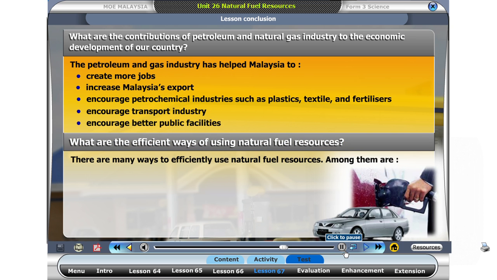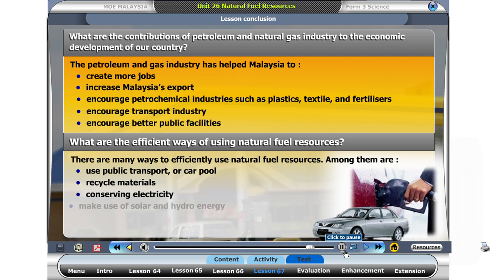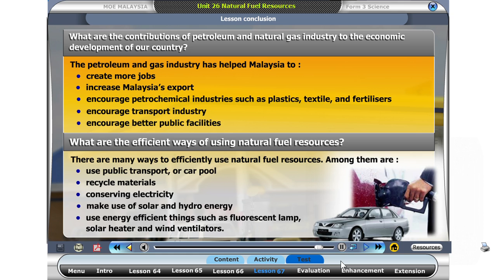There are many ways to efficiently use natural fuel resources. Among them are use public transport or carpool, recycle materials, conserving electricity, make use of solar and hydro energy, use energy-efficient things such as fluorescent lamps, solar heater, wind ventilators.